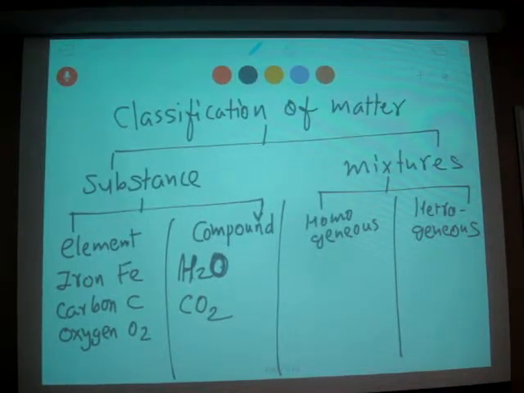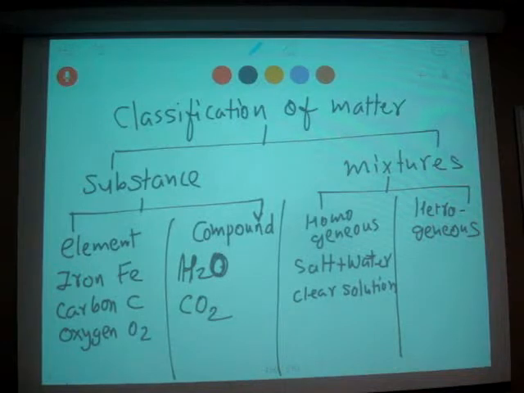Now, I'm going to give you the example. Remember, I said always give example and then define, right? We have salt and water. When you mix it, salt dissolves in water. It gives clear solution, right? So that is, we can say, same throughout. The mixture is same throughout. Composition is same throughout.